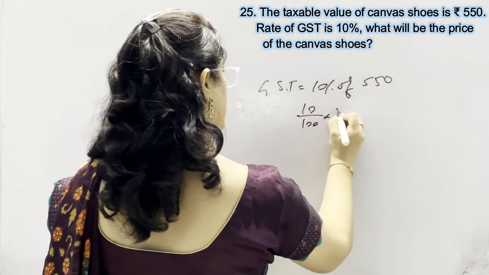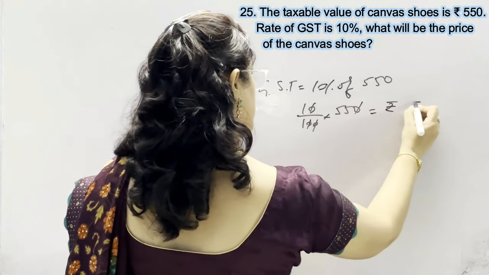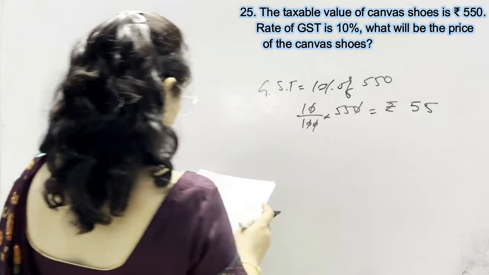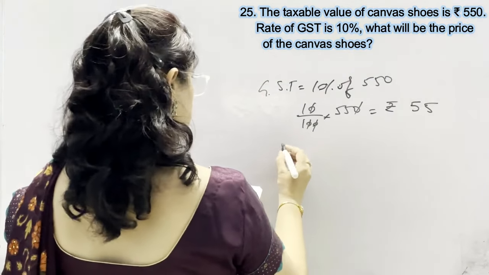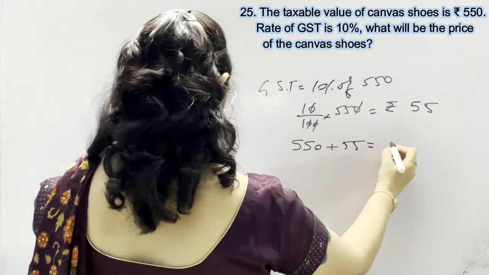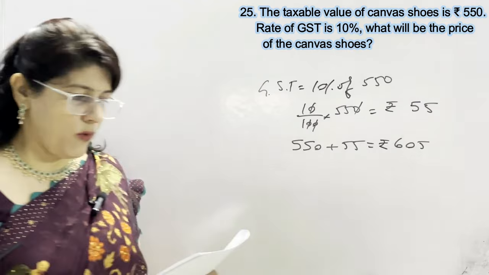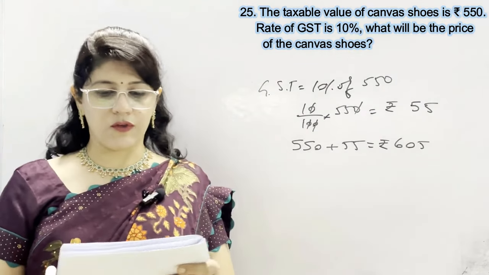So, 10 upon 100 into 550, it means rupees 55. Now, what will be the price of the canvas shoes? It means 550 plus rupees 55. Value is 605. So rupees 605 one has to pay for purchasing these canvas shoes.